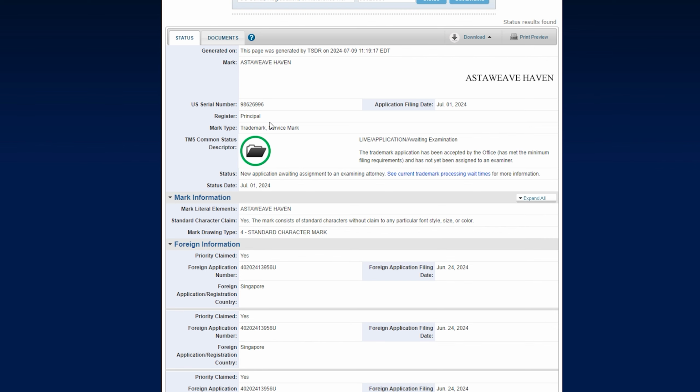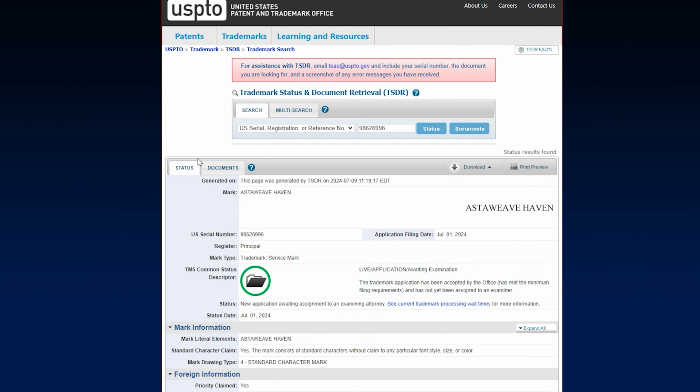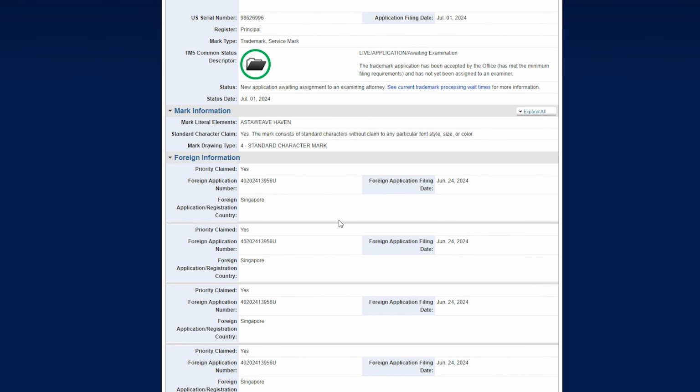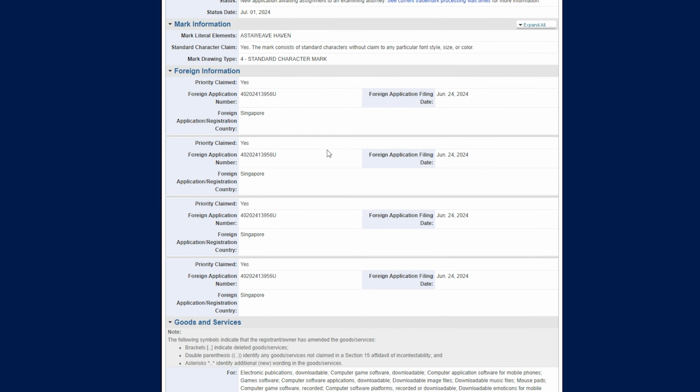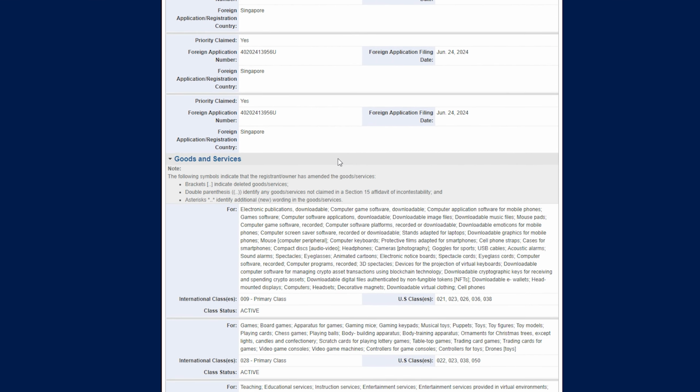So in the United States Patent and Trademark Office, you can come in here. I'll leave the link in the video description below for any of you who want to check out any of this information. It's filed from Singapore. I think one of their offices is in Singapore, where we are from also on this channel.